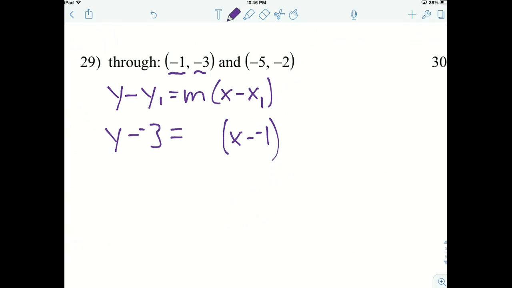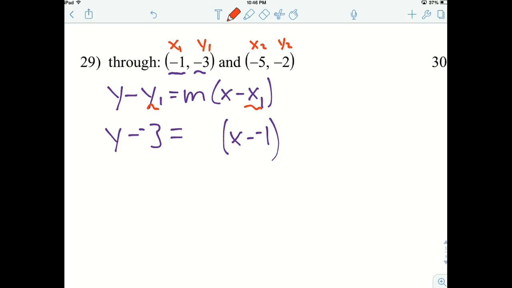Well, this is all great, except for the fact that we don't seem to have a slope. So we need to do something about that. We need to actually calculate the slope. So let's do that now. We remember that we have x1 and y1, which we used right here. But we also have an x2 and a y2 from another point.